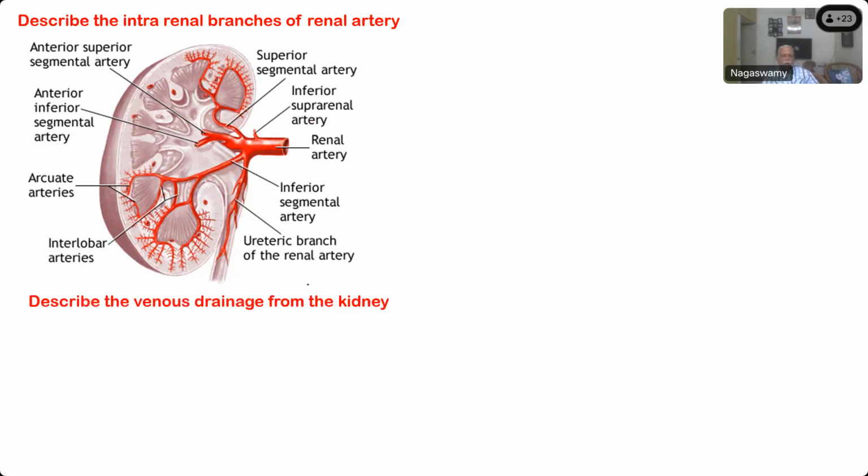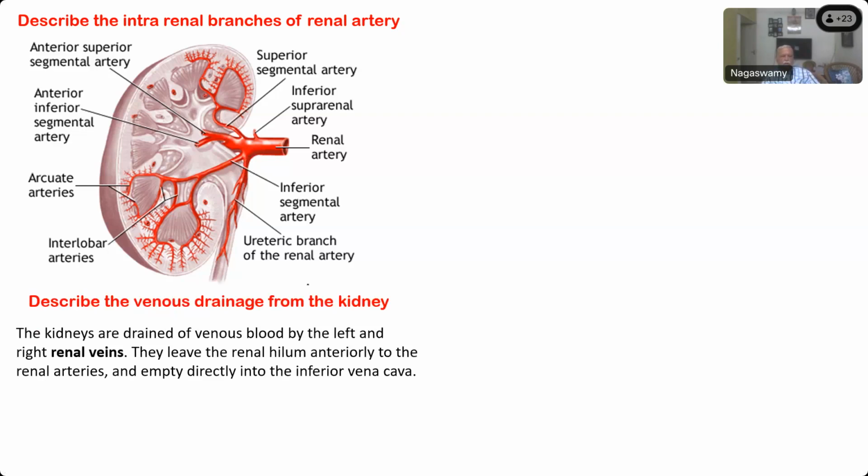Now the venous system. How does the venous drainage occur? Just like two renal arteries and their internal branches, there are renal veins. There are two renal veins draining the kidney, left and right, and they leave the hilum anterior to the renal arteries and empty directly into the IVC. Just like the arteries taking off from the aorta, the renal veins directly join the IVC. What is the importance of this knowledge about the renal veins directly going into the inferior vena cava?